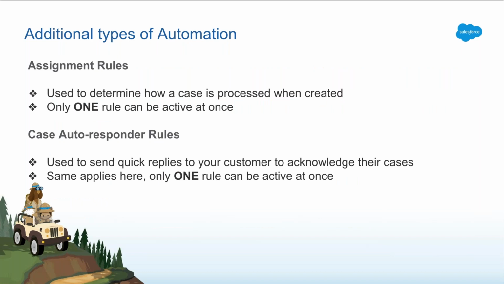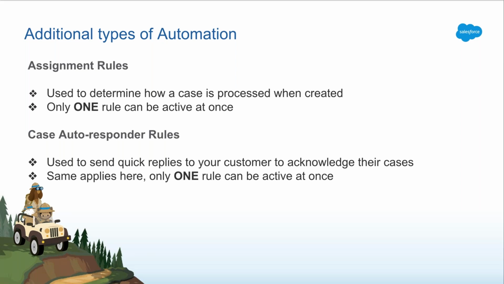All right, so now let's talk about some additional types of automation. In addition to the tools that we just talked about, there are some additional automations available to you that you can make use of in Service Cloud. Assignment rule is the first one.